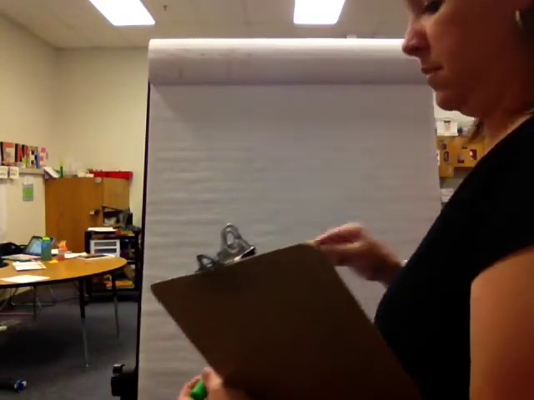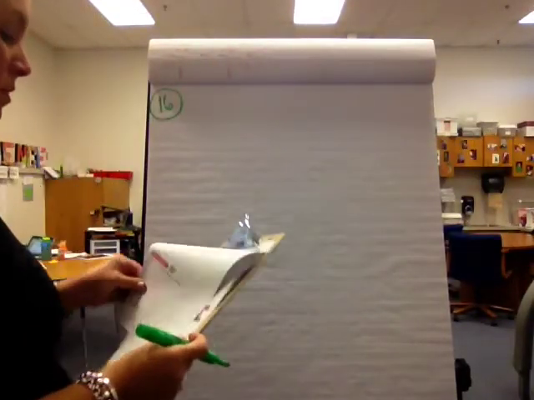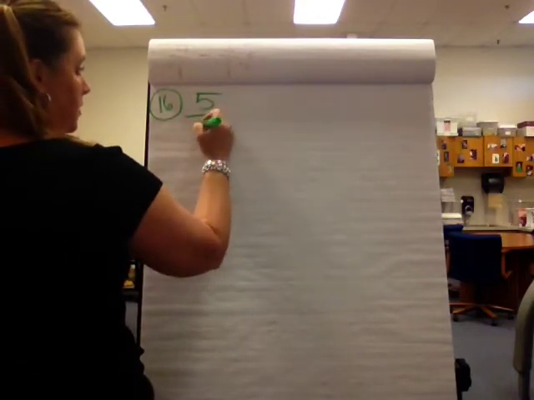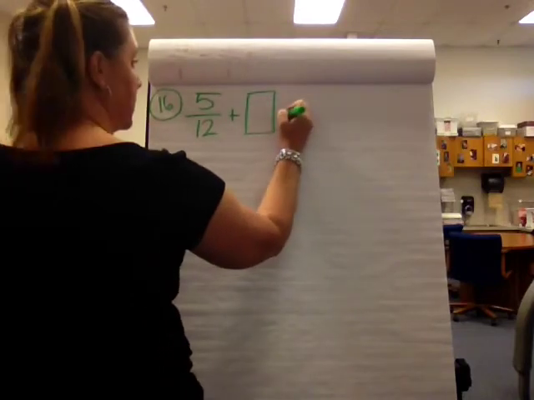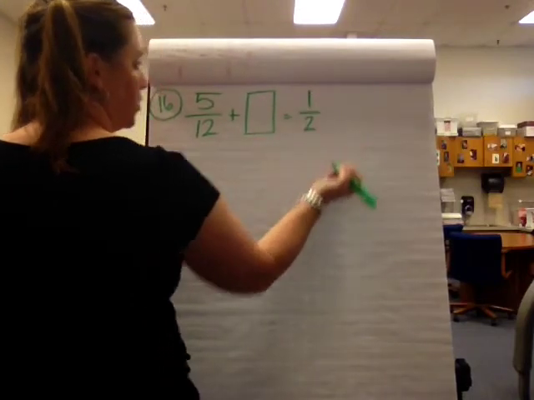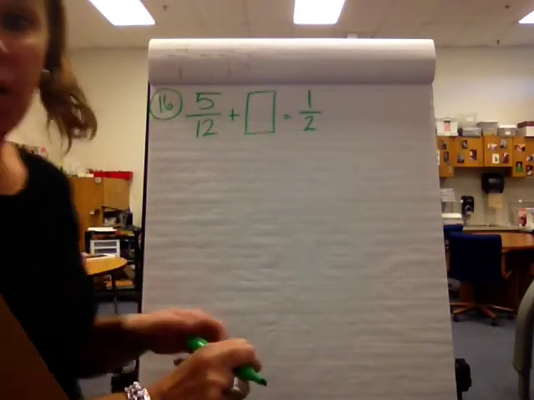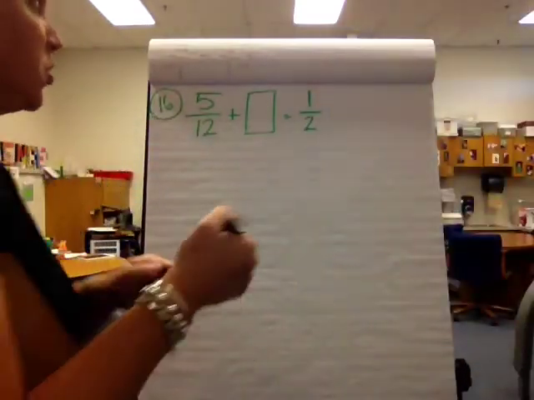Question number 16. All right? Question number 16 is 5/12 plus blank equals a half. Okay? We don't know how to do that. I know that kind of looks weird. So then you simply do something you do know.